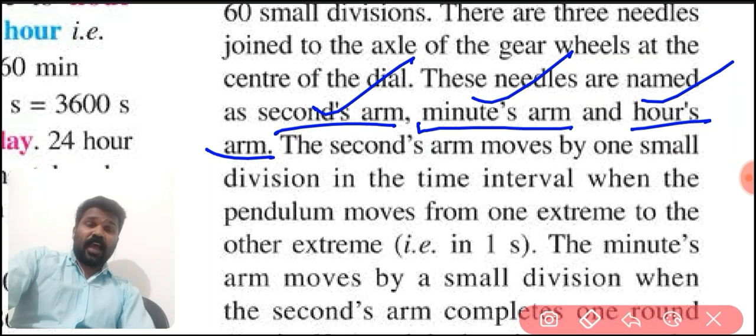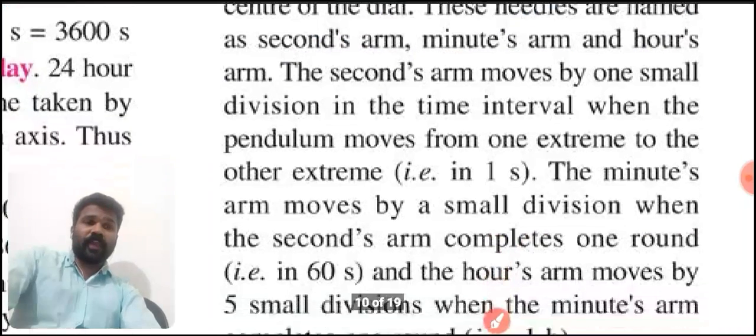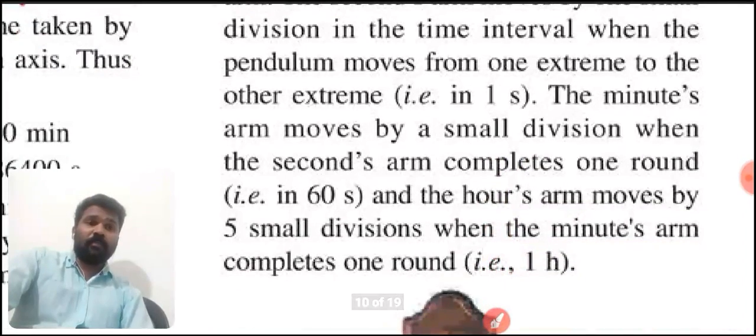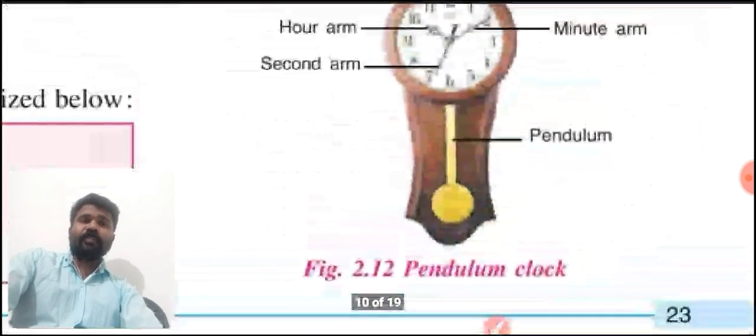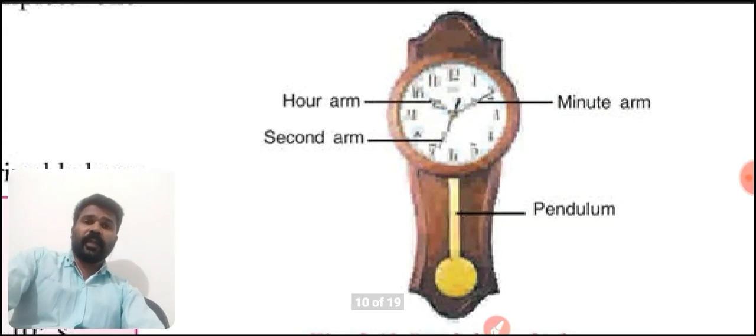The minutes arm moves by one small division when the seconds arm completes one round. When the seconds arm completes one round, the minutes arm will move. When the minutes arm completes one round, then the hours arm will move. And the hours arm moves by 5 small divisions when the minutes arm completes one round. Just once again you observe our diagram.